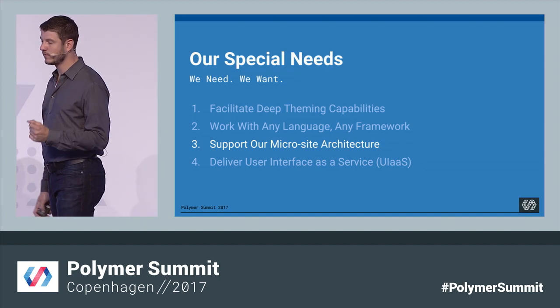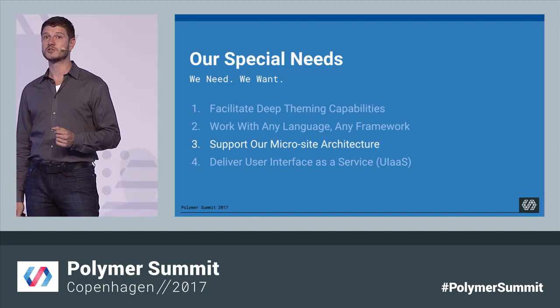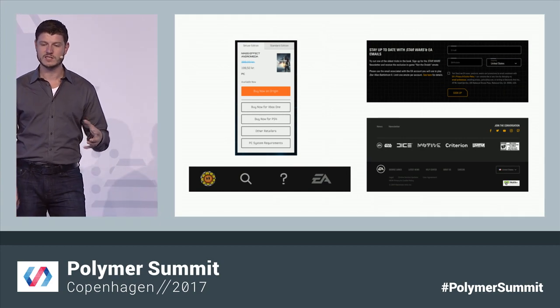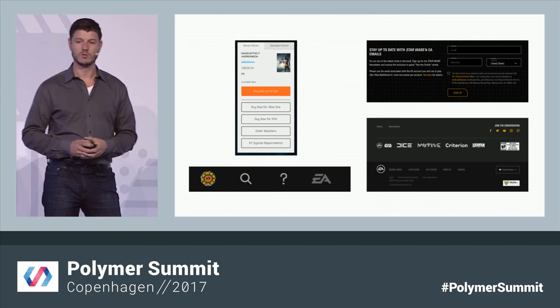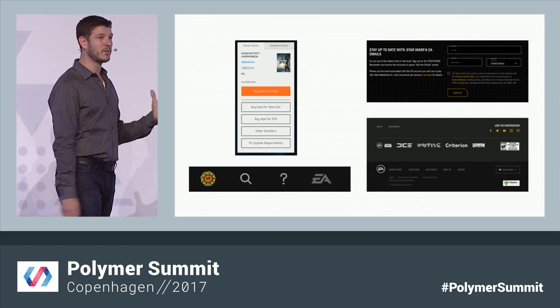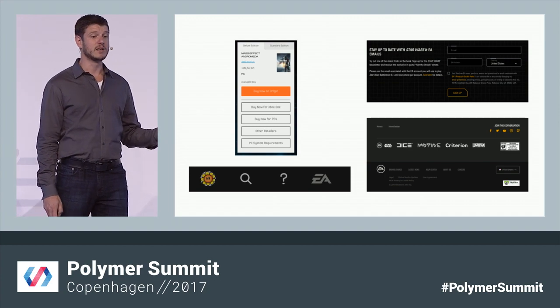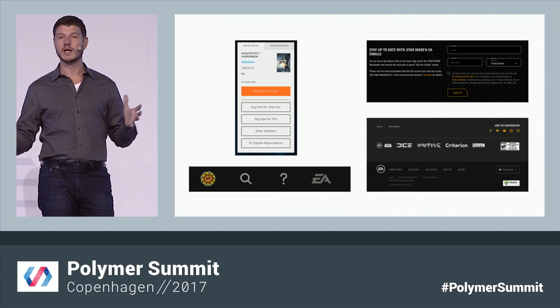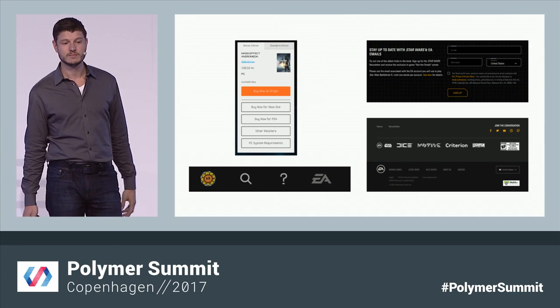OK, so number 3, our micro-site architecture. So recall that some components need to be centrally controlled and consistent, whilst others can be more customizable. Web Components and Polymer makes this really easy, as we get to control how narrow or how broad the API is on a per-component basis.